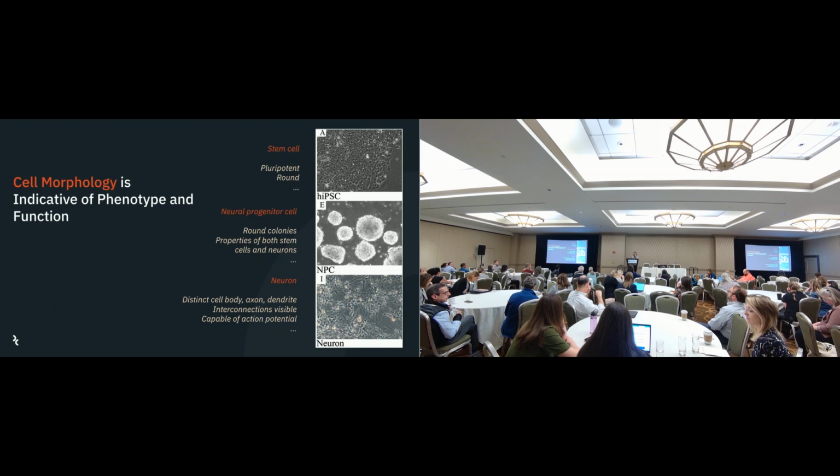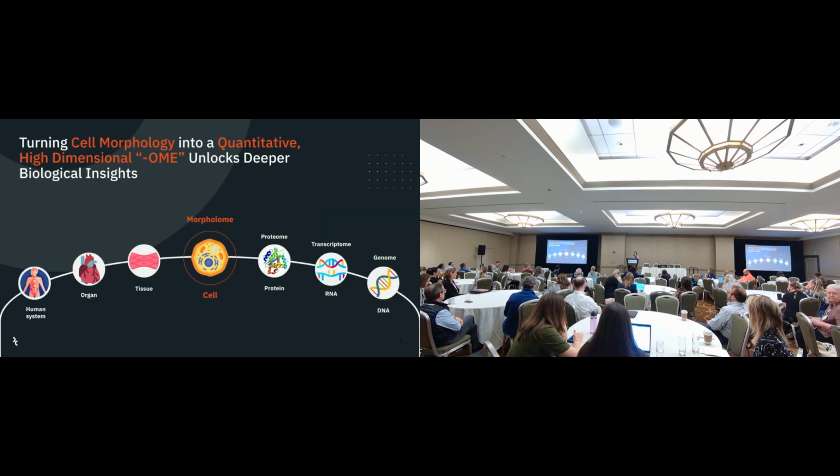Neural progenitor cells, which are kind of intermediate, have a lot of intermediate morphologies as well as markers and functions between stem cells and neurons. So it's not a shock that morphology is very important to the function of a cell. However, the technology hasn't been there to actually quantitatively study morphology. Most morphology is described in very qualitative terms, in terms of shape, and very descriptive language.